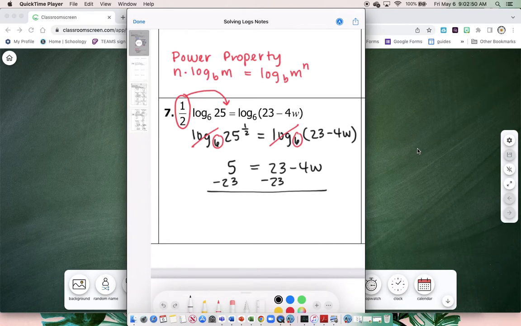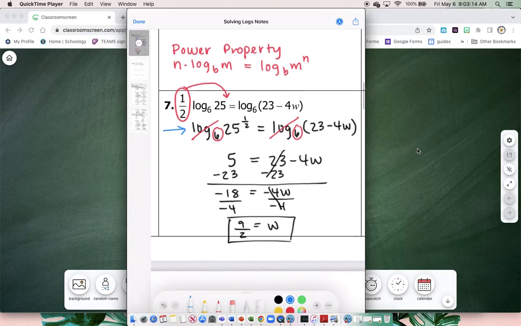Okay, this gives me negative 18. It's equal to negative 4w. Let's divide both sides by negative 4. So w is equal to, I'm going to simplify this fraction, 9/2. Double check it, right? Why don't we use the simplified log, right?